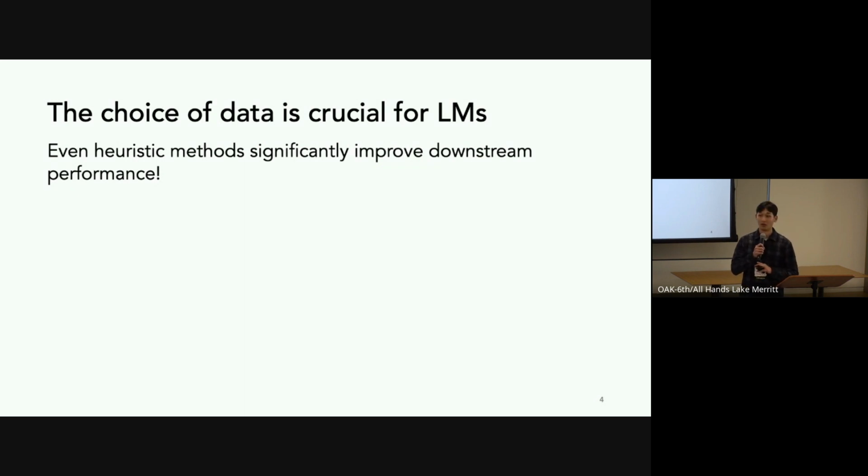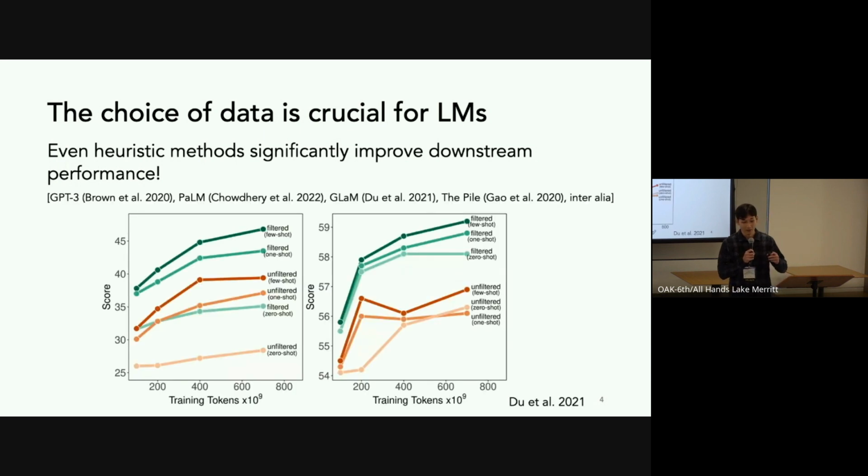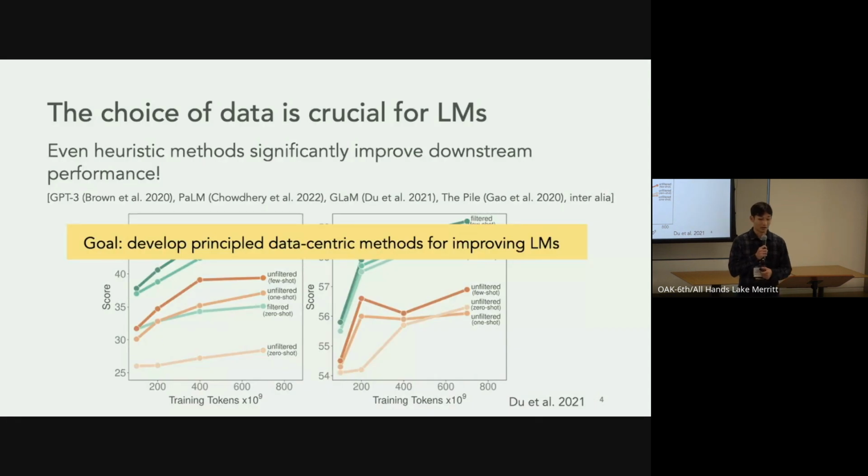One heuristic method is to train a binary classifier that assesses the similarity to Wikipedia and books as a proxy for high quality text. If you do that, the green line here is the downstream performance after filtering, and this heuristic filtering can have a significant impact, improving the downstream performance of these models. But these methods are largely heuristic. Our goal is to develop more principled and scalable data-centric methods for improving language models.